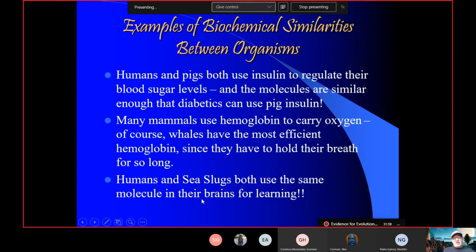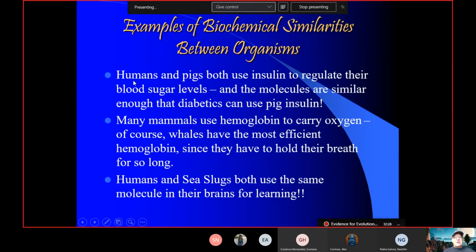It says that the sea slug and humans inherited that same molecule from a distant common ancestor and use it in the same way still today. The same thing here with this hemoglobin that carries oxygen. The whale and humans and other mammals all inherited the ability to make this molecule and use it to carry oxygen from a distant ancestor, but it was modified, especially in the whale that needed the efficient version.